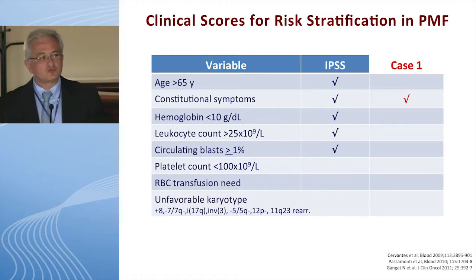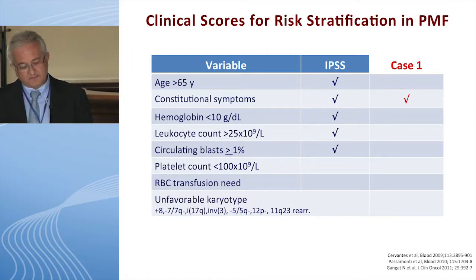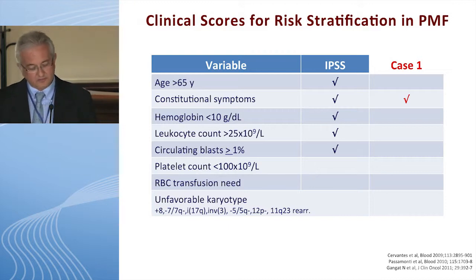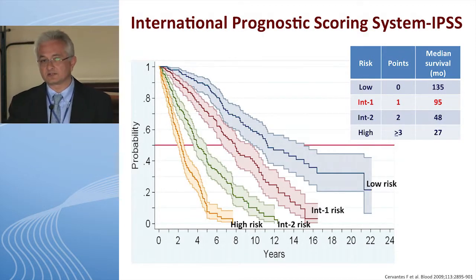So how should we deal with this patient? If we consider this as a myelofibrosis, among the different variables for the score, this patient has only constitutional symptoms. So he would be diagnosed as intermediate 1 in terms of prognostic risk, with an expected median survival of 95 months.